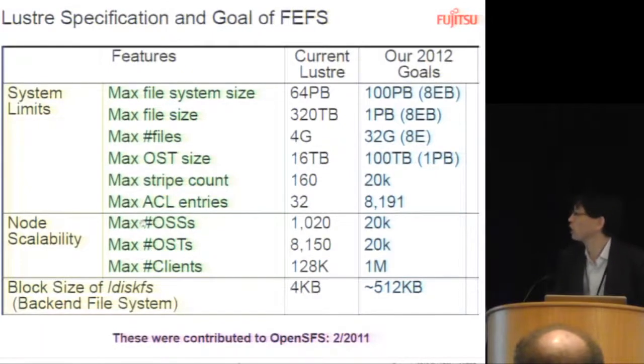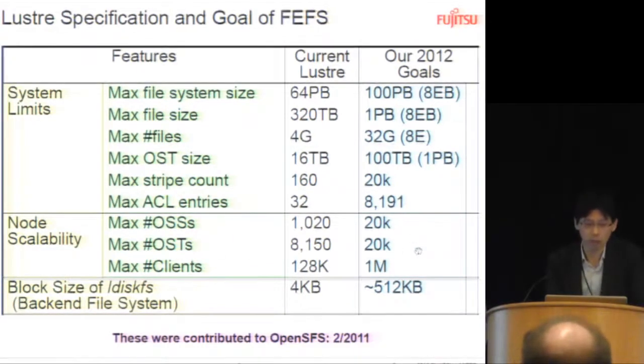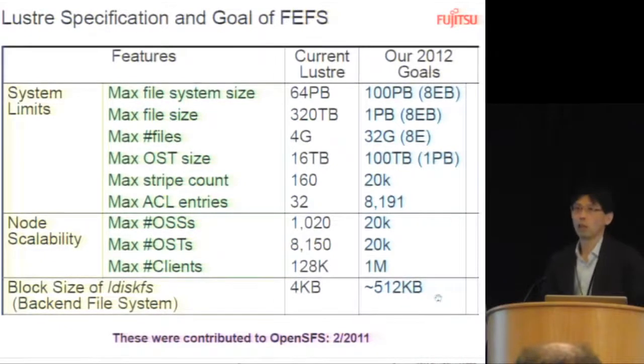Also, from the development of the K computer, there are many OSSs. Current Lustre is limited to 1,000. However, we extended it to 20 thousand OSSs. We also extended the number of OSTs, and the number of mount points is extended to 1 million. To achieve large performance, we extended the block size of ldiskfs up to 512 kilobytes. This target was contributed to OpenSFS in 2011.